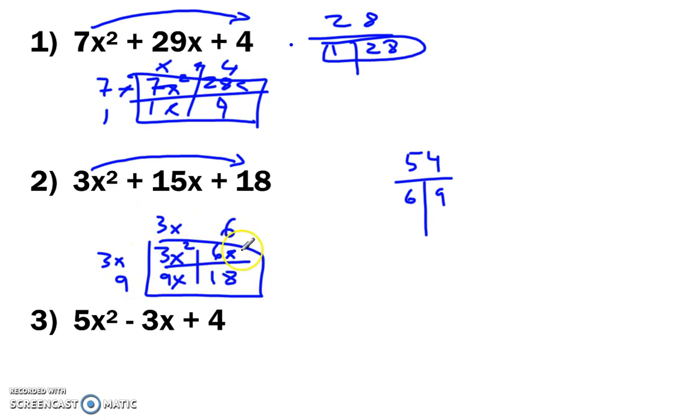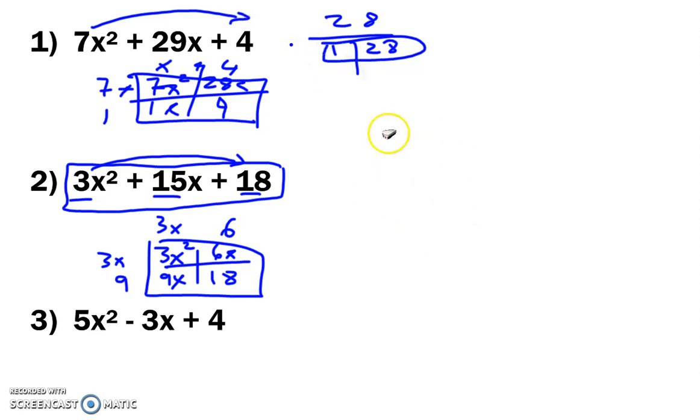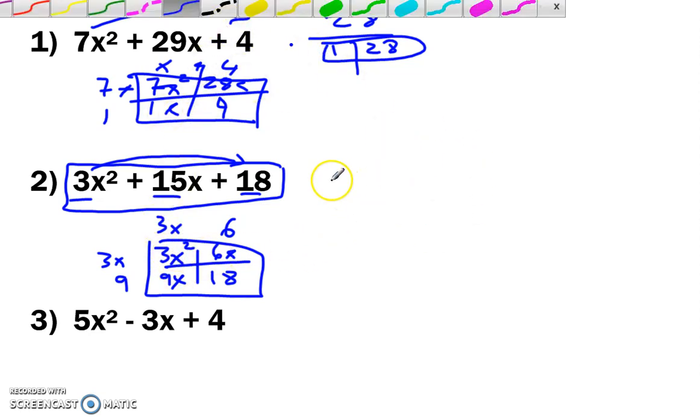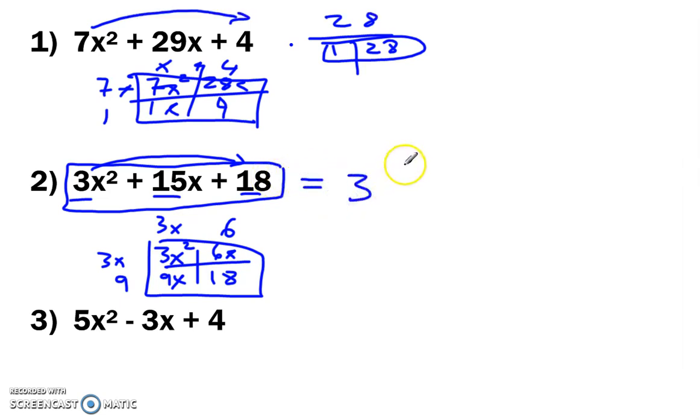Now, I told you always go back and check to see, is this correct? If I was to multiply this, 3x times 3x does not give me 3x squared, it gives me 9x squared. 3x times 6 does not give me 6x, it will give me 18x. Same thing for this bottom row. So what happened? Well, go back and look at this trinomial. Notice every one of these numbers has a factor of 3. That means before we do the box, we can factor out a 3.